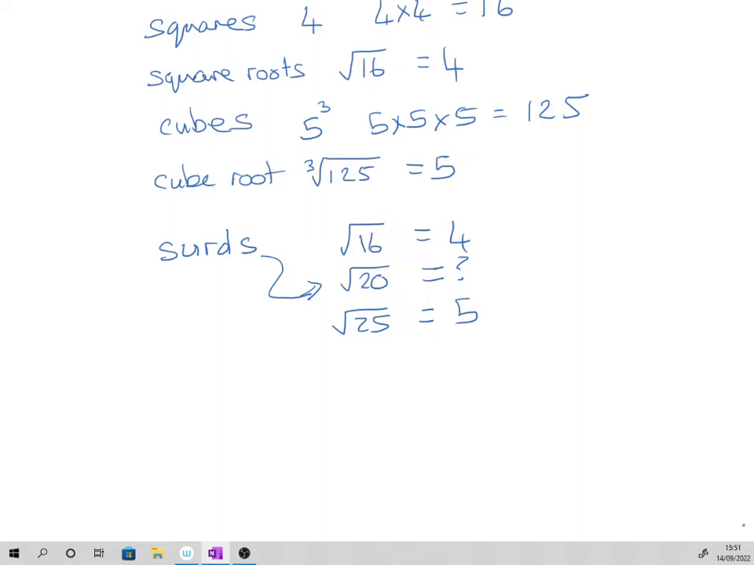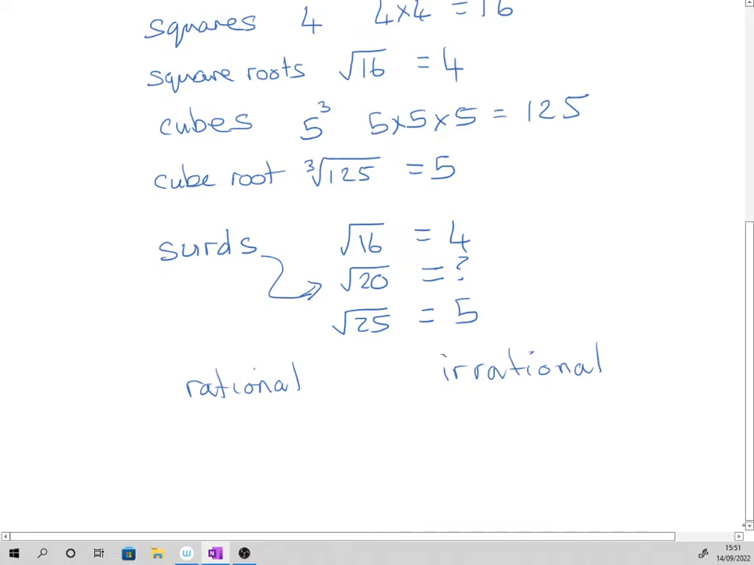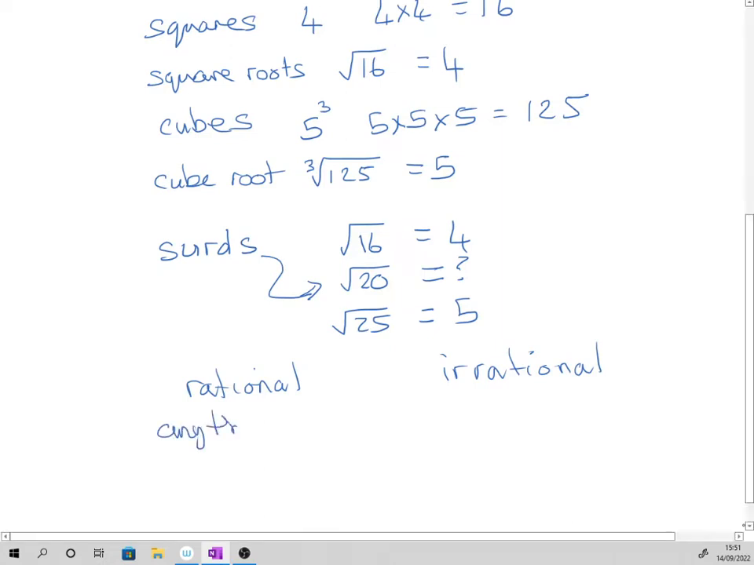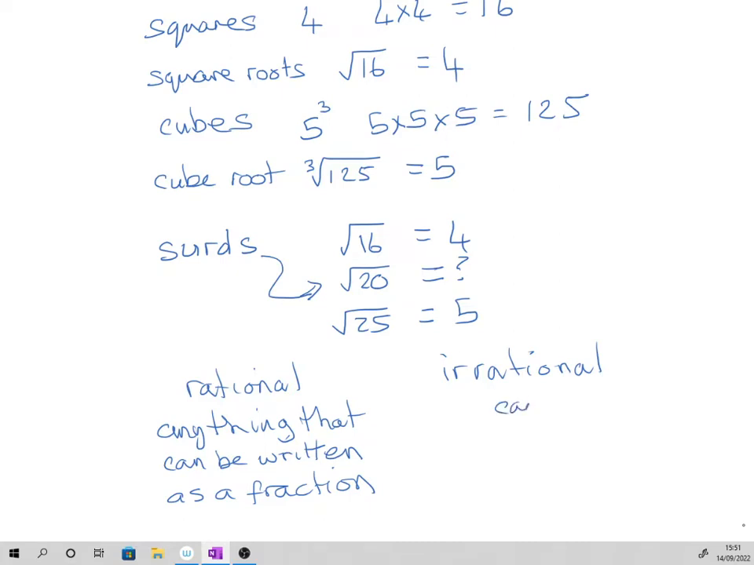Then we've got rational and irrational numbers. So all the numbers we've said above can be divided up into two sort of camps. One is rational number, and this is anything that can be written as a fraction or a whole number, and the other is irrational, and this is anything that can't be written as a fraction.